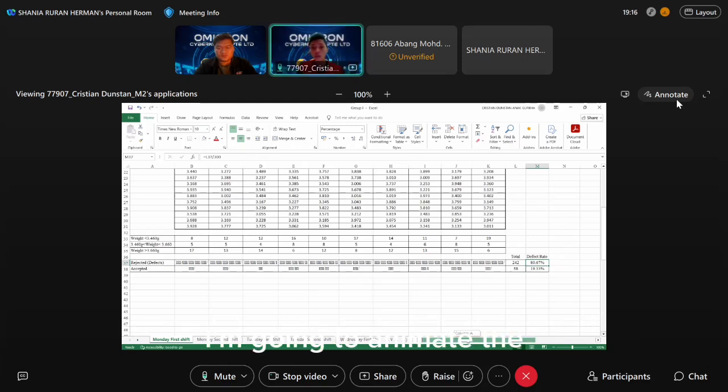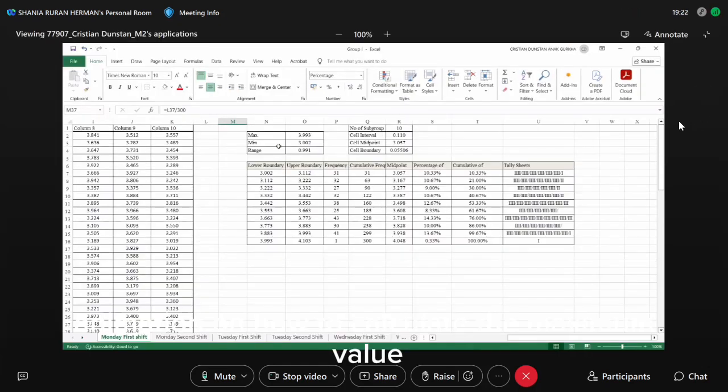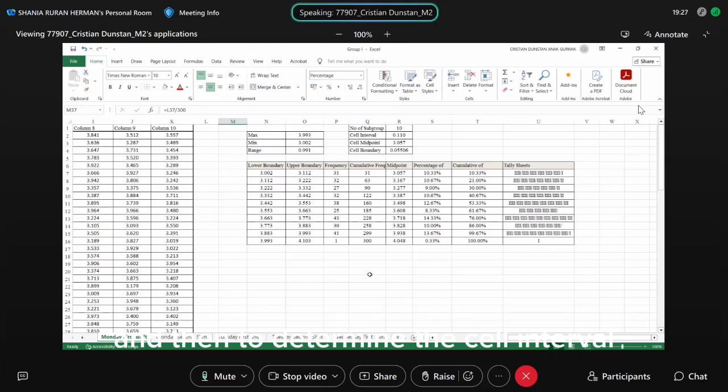Next part, I'm going to animate how to calculate the maximum value, the minimum value, and the range of the data, and then to determine the cell interval, cell midpoint, cell boundary in order to produce the respective table for the chart.